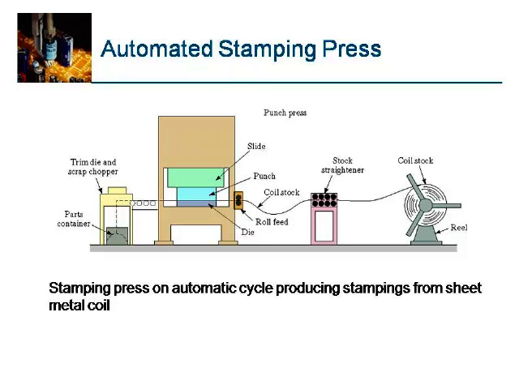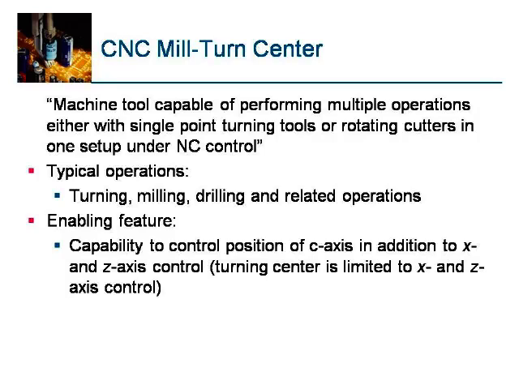CNC mill turn center, machine tool capable of performing multiple operations either with. Now let us see CNC mill turn center and analyze with respect to cases what we had. Machine tool capable of performing multiple operations either with single point turning tools or rotating cutters in one setup under NC control. This is a CNC mill turn center. And typical operations being performed on this CNC mill turn center are turning, milling, drilling and related operations. Enabling features are capability to control position of C axis in addition to X and Z axis control.